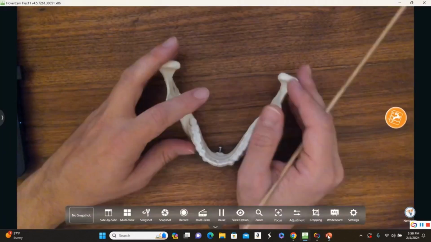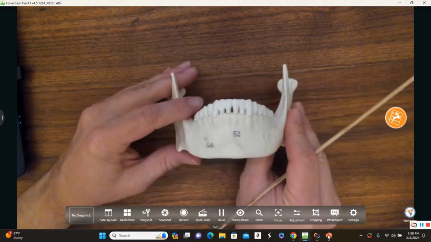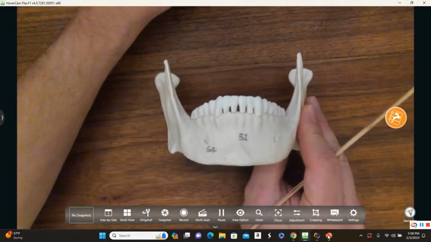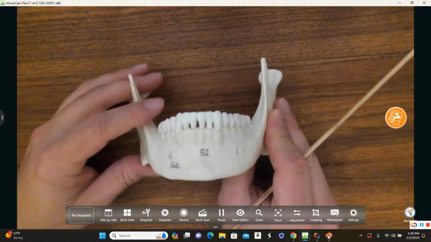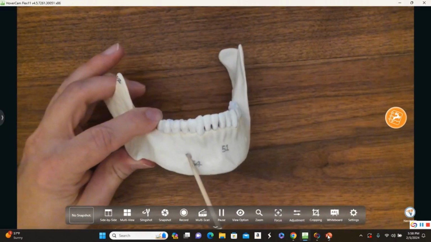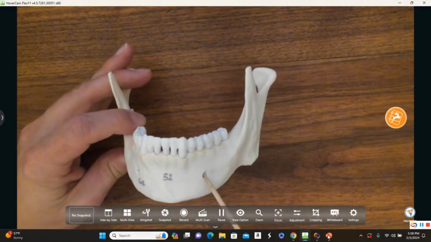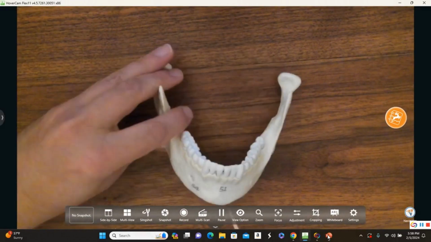Mental foramen. Mental means chin, so we go to the chin. And right here and right here we have the mental foramen.